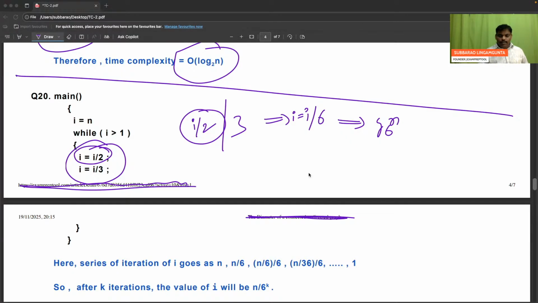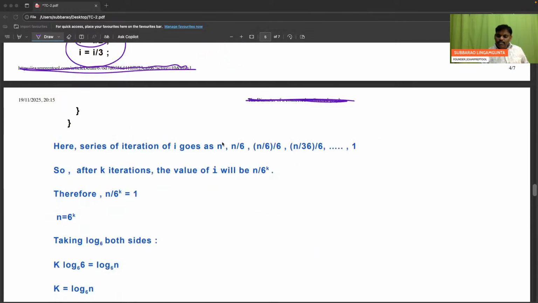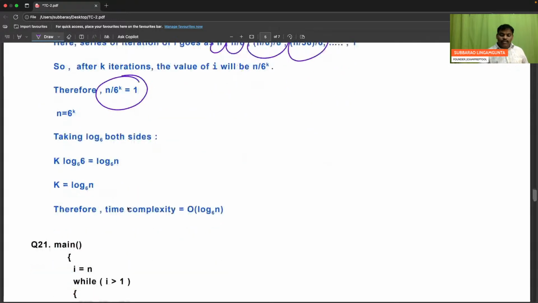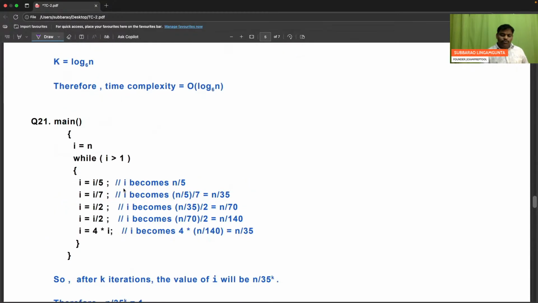If you want, you can check the time complexity of this one. First n, next n by 6, next n by 6 square, next n by 6 cube, and so on. Finally, n by 6 power k is equal to 1, so n is equal to 6 power k. So k becomes log n base 6. Therefore, the time complexity is log n base 6. 20 also we are done.